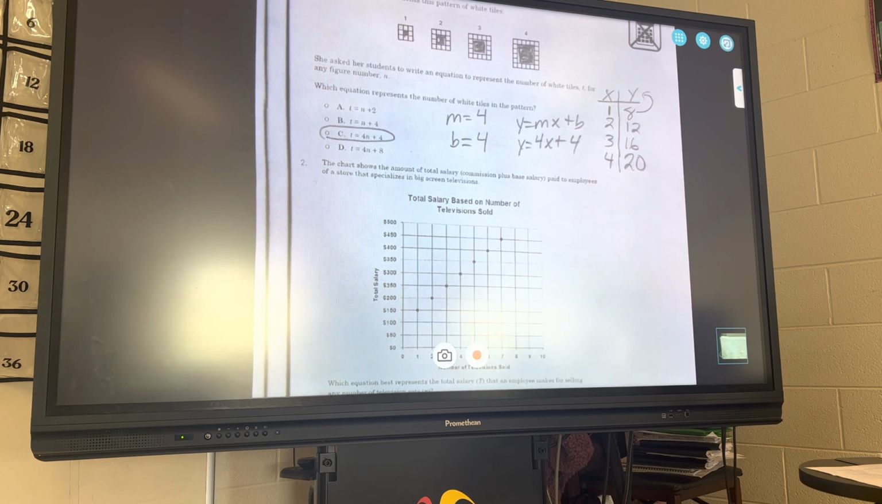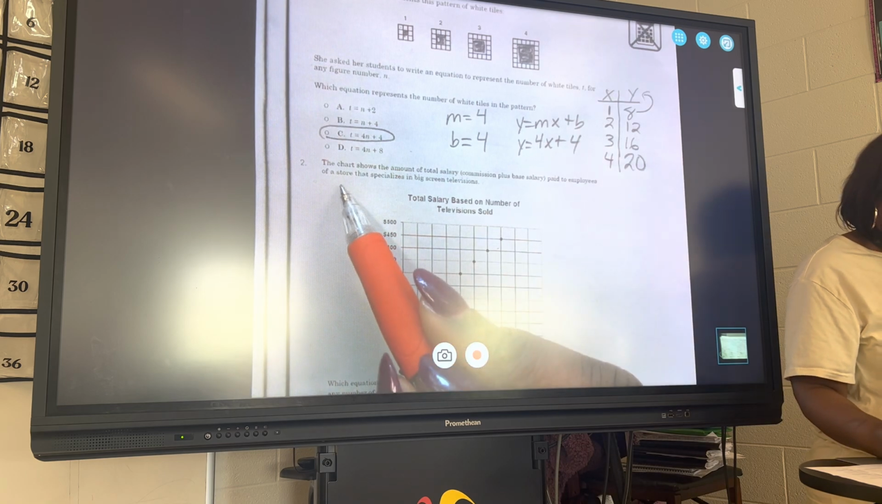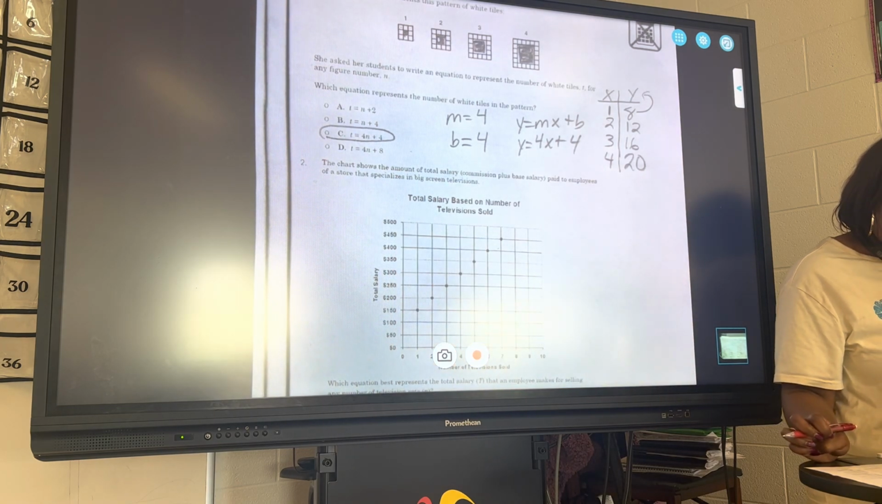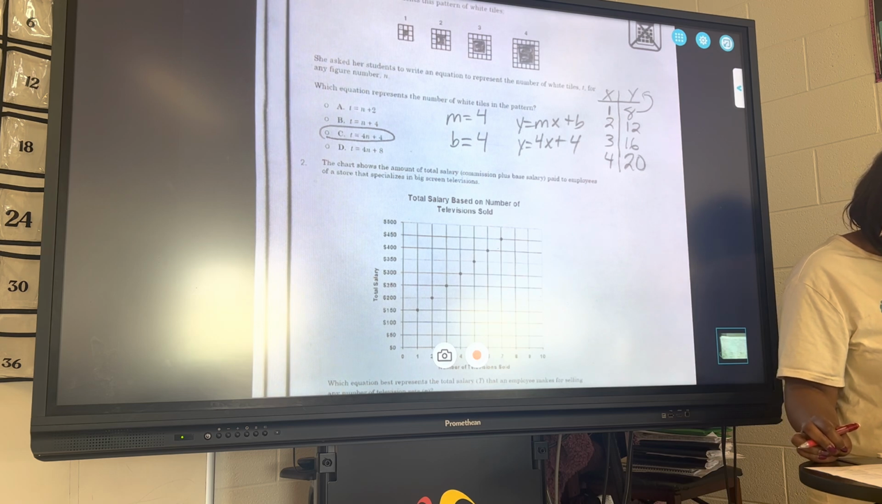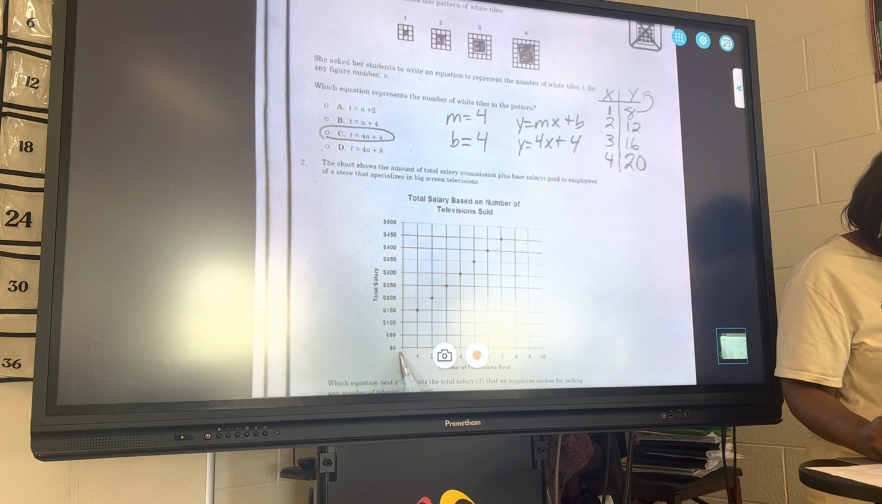Number 2, the chart shows the amount of total salary, which is the commission plus the base salary. They put that in parentheses. Paid to employees of a store that specializes in big screen televisions. Okay. All right. So first thing that we need to do is to look at the increments that it's going up by. This is going up by 1s here. Do you see it? And this is going up by 50s here.